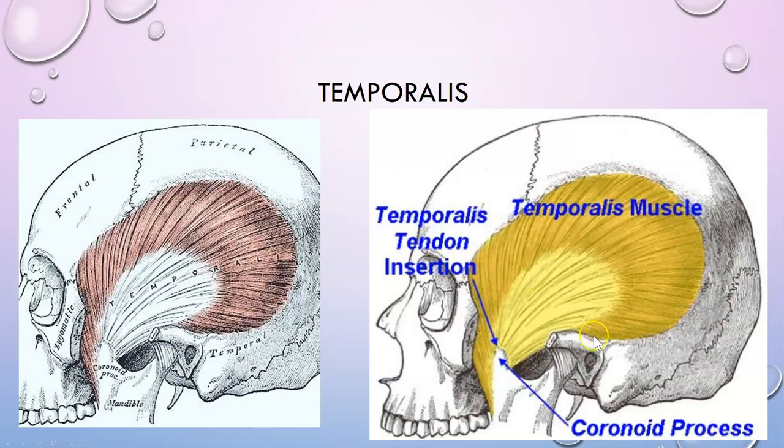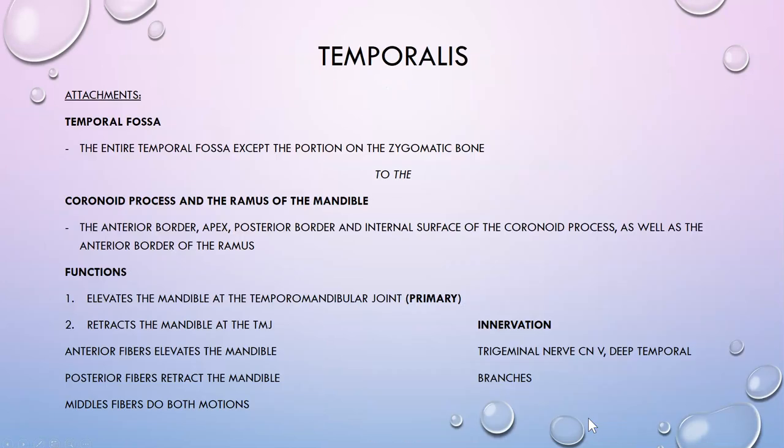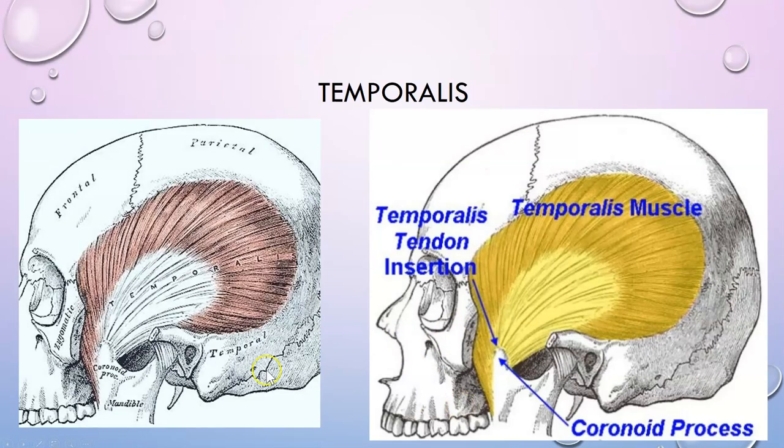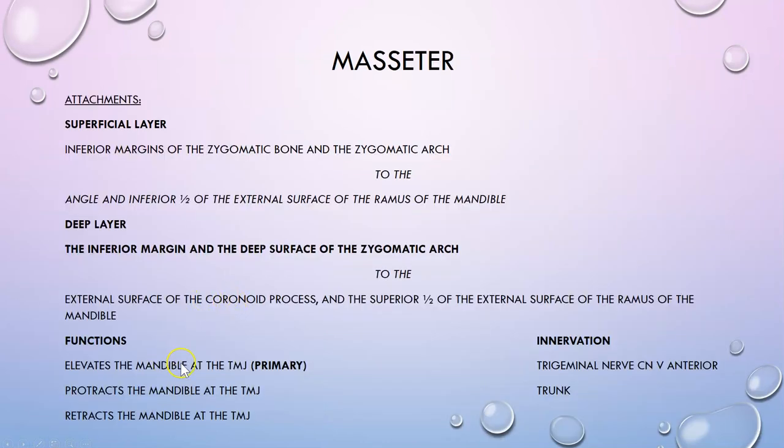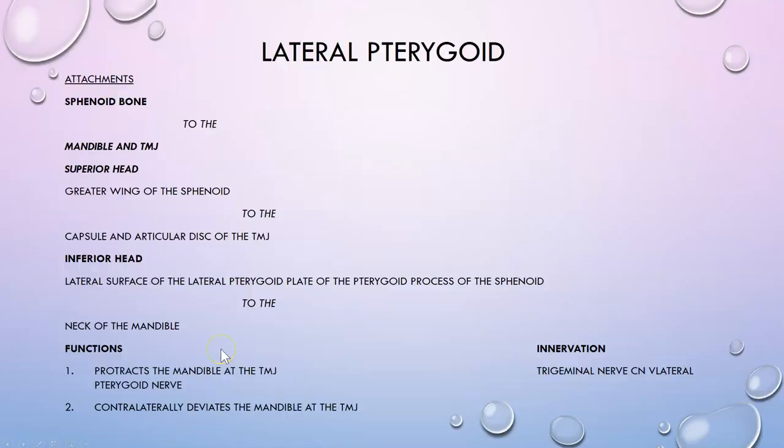So if I go back, we see here that the anterior fibers elevate the mandible. Elevating the mandible is closing the mouth. Okay? Closing the mouth. The posterior fibers retract the mandible. In other words, they pull the mandible back in this direction. So again, if we go the, oops, I'm sorry, I went the wrong way there.